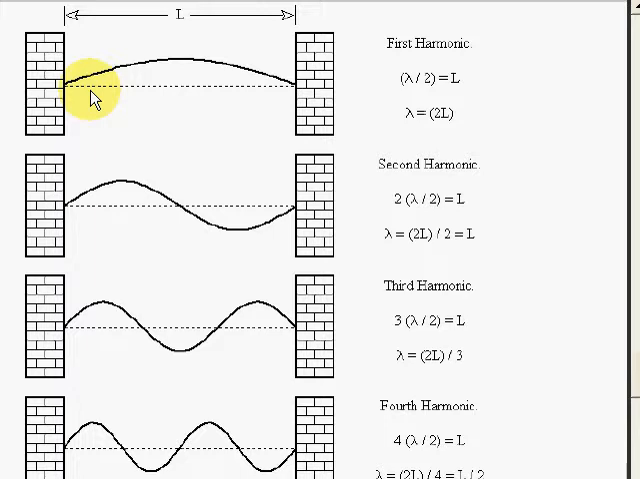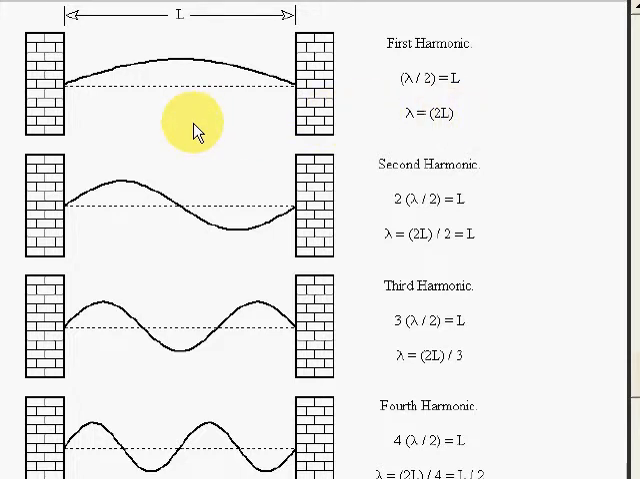The first approach is, let's go with the master formula. The master formula says I take 2L, which is the distance from one wall to the other, the length of the string, 2L, and divide by the number that I'm looking at. This is the first case, second case, third case. The first case is 1. So 2L over 1 is 2L. We're finished. The wavelength is 2L from the master formula.